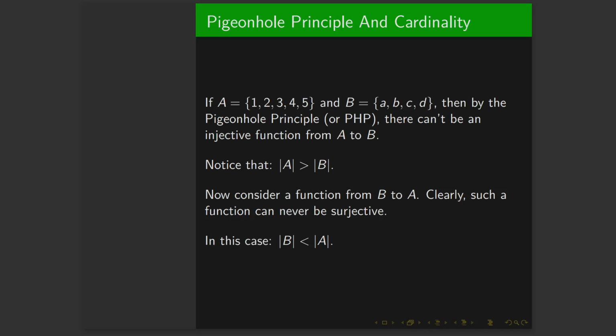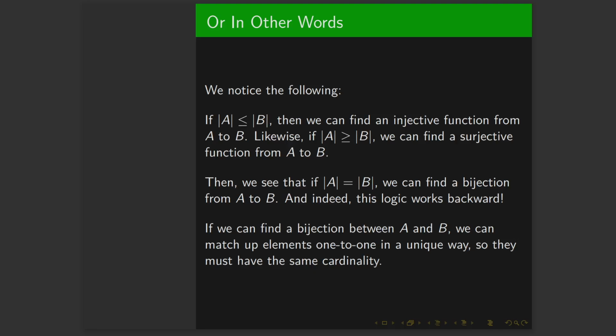And in this case, we'll notice that the size of A, or the cardinality of A, is greater than the cardinality of B. Now we'll consider a function from B to A. Well, if we go backwards, this is kind of the opposite of the pigeonhole principle. If we have 4 pigeons and 5 boxes, we can't put 1 pigeon in every box. So in this case, such a function can never be surjective. Now we're abstracting away from the sets themselves and more about the cardinality of the sets. We'll notice that if the cardinality of A is less than or equal to the cardinality of B, then we can find an injective function from A to B.